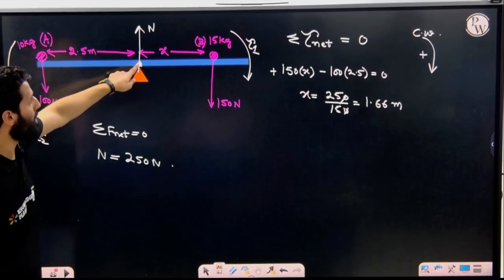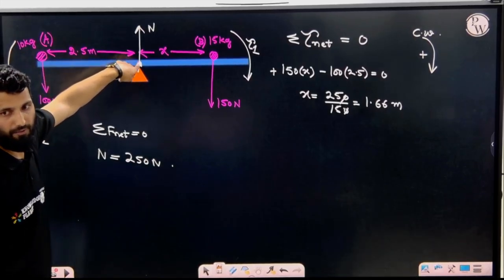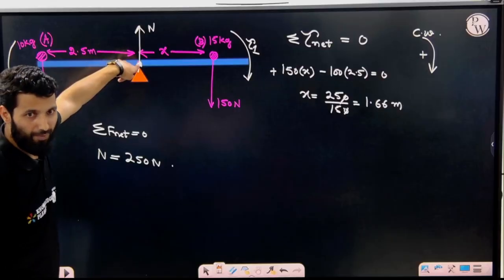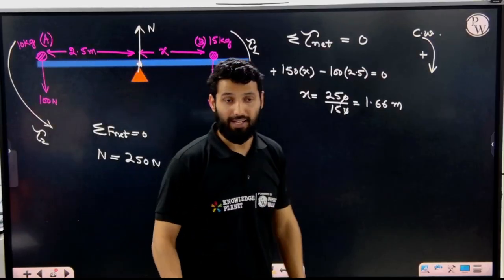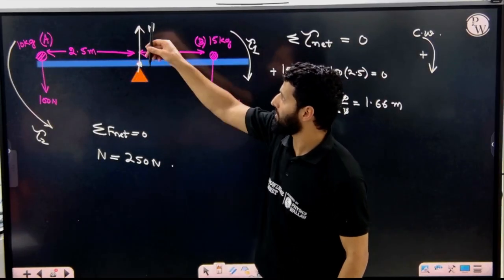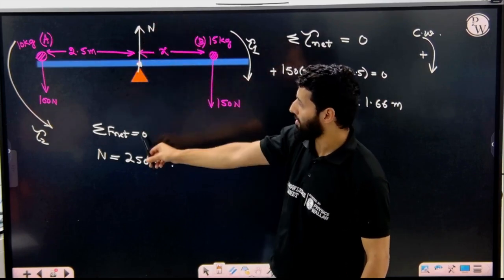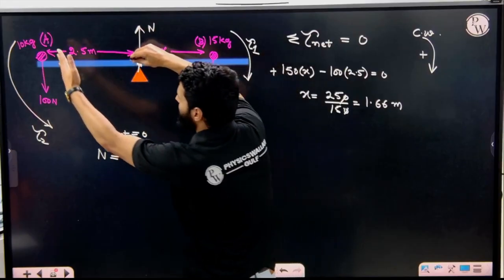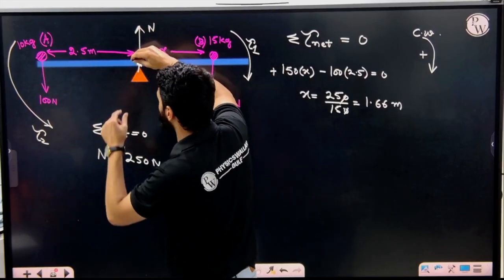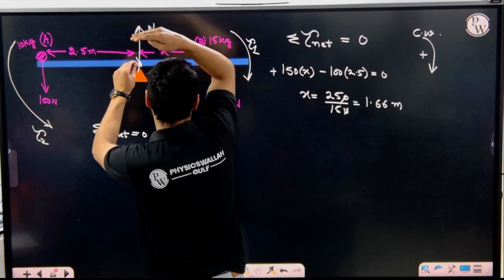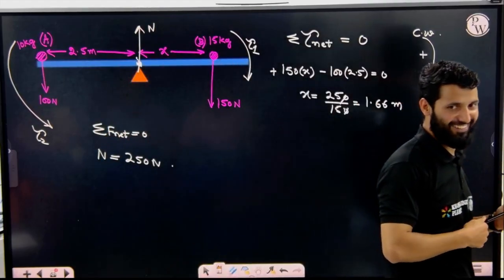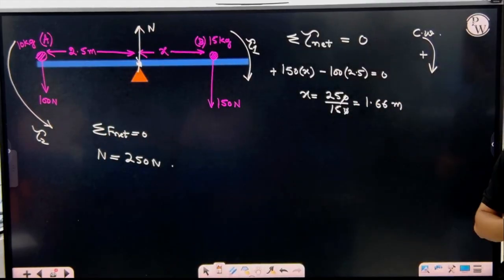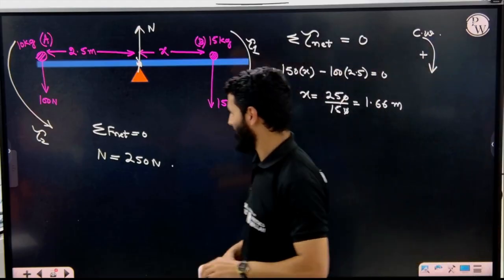This normal force will not provide torque. Can you answer me this? Why? Because its line of action and the axis of rotation are intersecting. This is the axis of rotation. This is its line of action. The line of action and the axis of rotation are intersecting. For the weights, it's a skew line. This is also a skew line. Now you write the question.